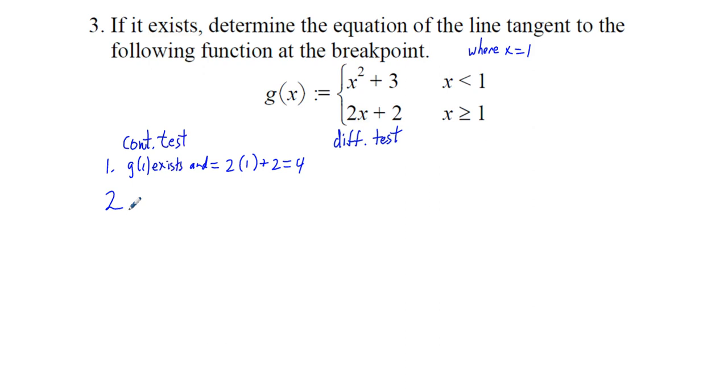And 2, we need to have a limit that exists, so in order for a limit to exist, we need to have the limit as x approaches 1 from the left side of g of x be equal to the limit as x approaches 1 from the right side of g of x.